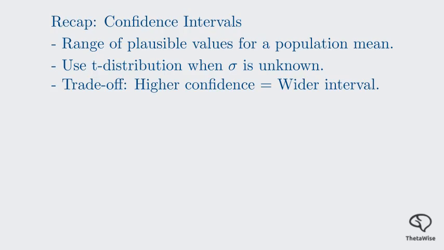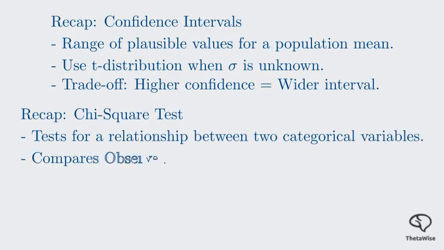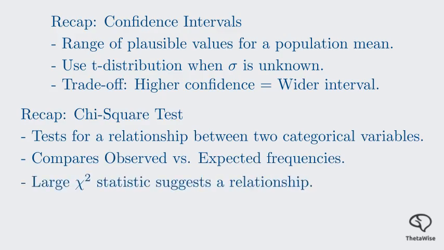Then, we moved on to the chi-square test for independence. This test helps us determine if two categorical variables are related by comparing observed frequencies to expected frequencies. A large chi-square statistic indicates a significant relationship. You are now equipped to calculate and interpret these essential biostatistical measures.